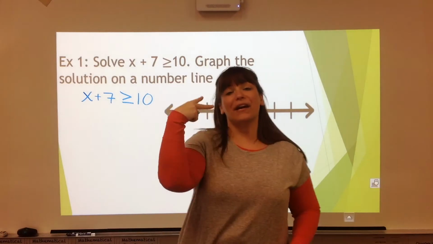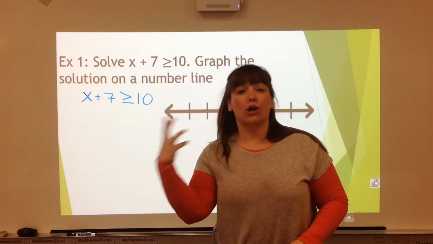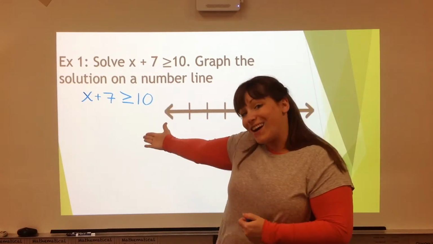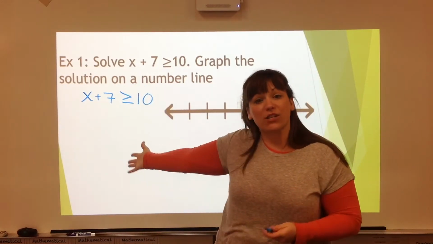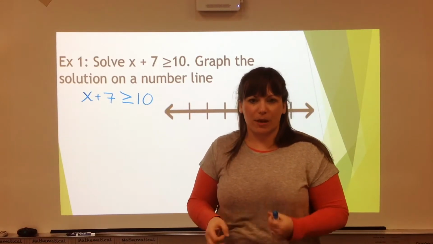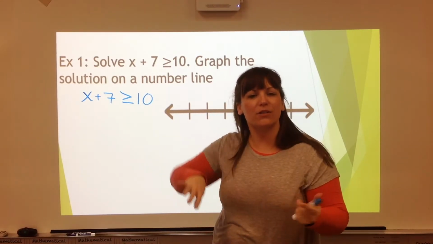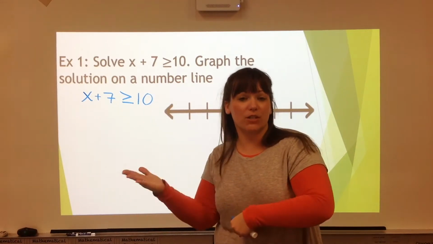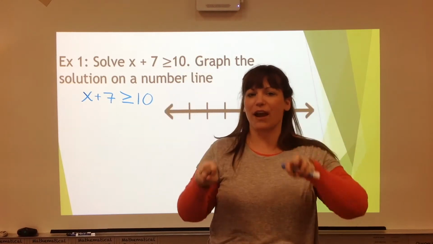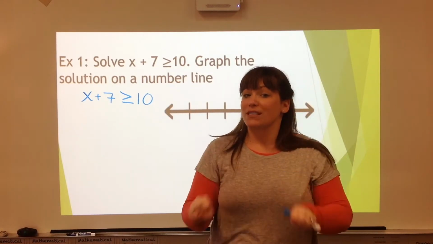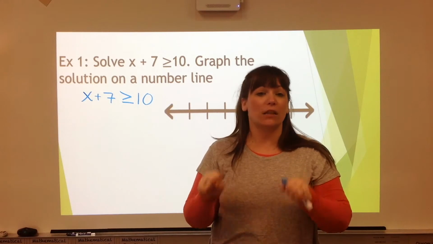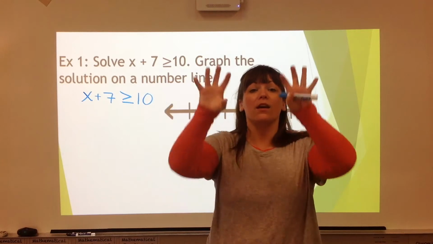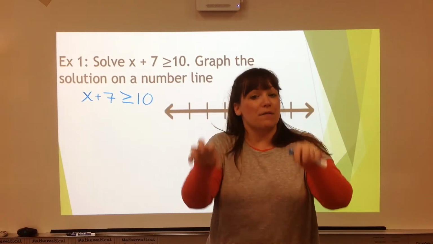Second step, we have to get the variable alone by itself so that x is greater than or equal to something. It's not right now, it's attached with an addition of 7. Just like in chapter 7, we need to use the inverse operations and figure out how to get rid of that addition of a 7. Inverse operation of addition, subtraction. We are going to subtract 7 from both sides of the inequality, just like with equations. With inequalities, you have to take away the same thing from both sides.